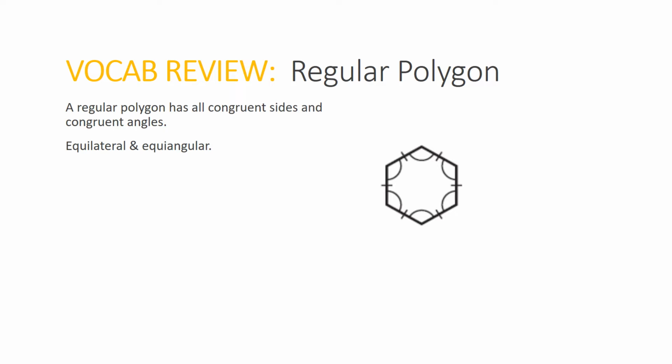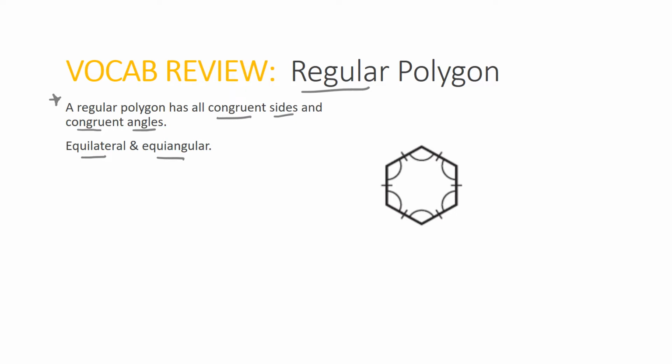Another vocab word to review is what it means to be regular. So a regular polygon, and let's make sure that we jot this down. A regular polygon has all congruent sides and congruent angles. So equilateral and equiangular. All of the angles on the inside are going to be the same, and all of the side lengths are going to be the same.